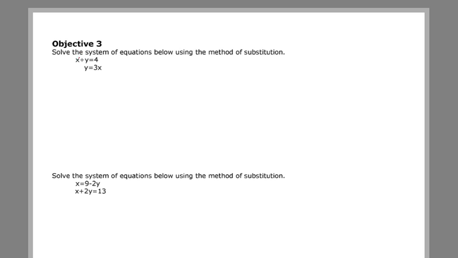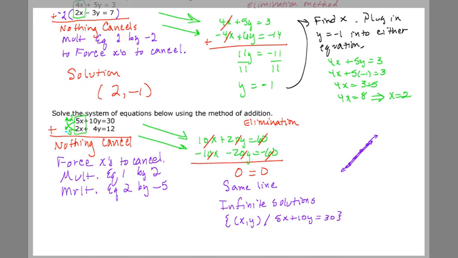I don't have everything lined up, my x's lined up with my y's. What I see is one equation solved for, in this case, y. Over here I have one equation that's solved for x. When you have one of your equations solved for one of the variables, it makes it very easy to use the method of substitution. Compare this to the other systems that we had.